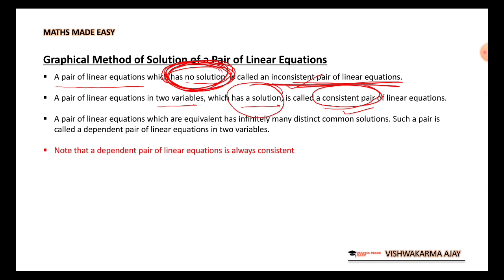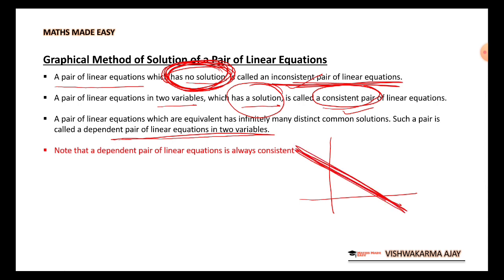Okay, a pair of linear equations which are equivalent has infinitely many distinct common solutions. Such a pair is called a dependent pair of linear equations in two variables. Basically what it means is, if the linear equations are equivalent, meaning both linear equations are the same, there are going to be infinitely many distinct common solutions. For example, if this is my graph and this is my straight line and there is another line passing exactly on top of it, then every point is my solution, every point.